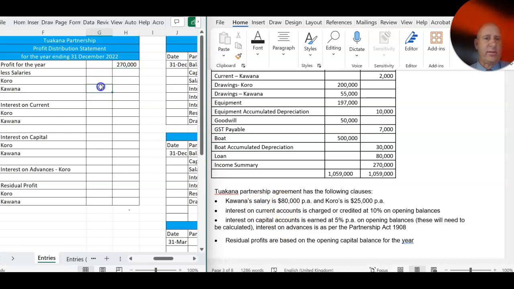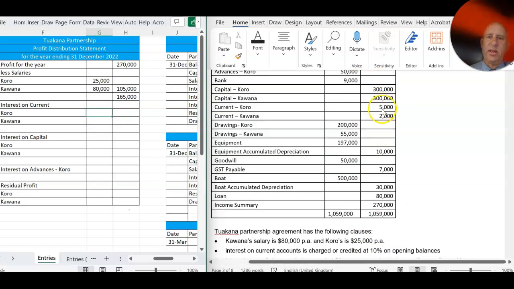Kawana's salary is 80,000, and Koro's salary is 25,000. Add those two together, and we're going to take that away. So we've got opening profit minus what we've distributed to each partner for their salary. Then we've got interest on current account, charged or credited at 10%. If we look at the current account, you'll see that Koro's got 5,000, Kawana 2,000. Both of them are credit balances.